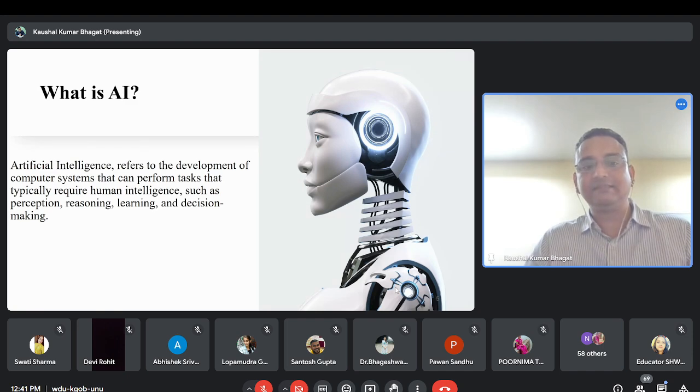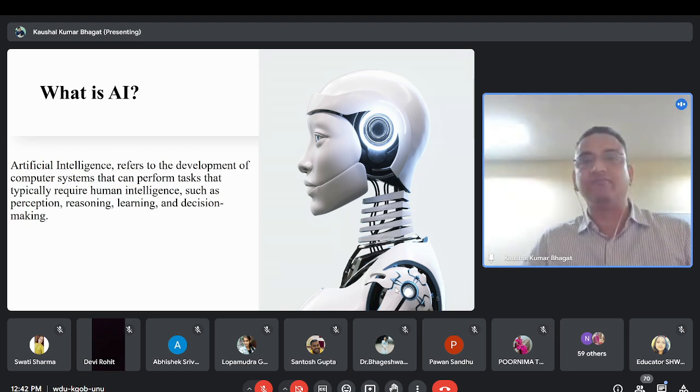Basically, it is resembling, or I can say it is the system that we are developing that can perform similar to humans, whether it's our perception, reasoning, learning, or any kind of decision making. I am not saying that artificial intelligence can replace humans, because we have made artificial intelligence; artificial intelligence has not made us, right?